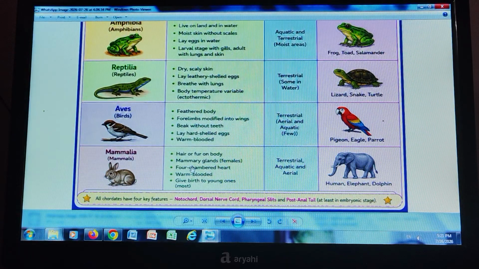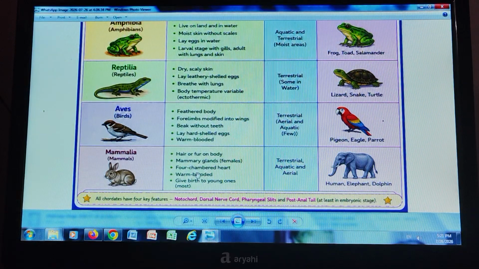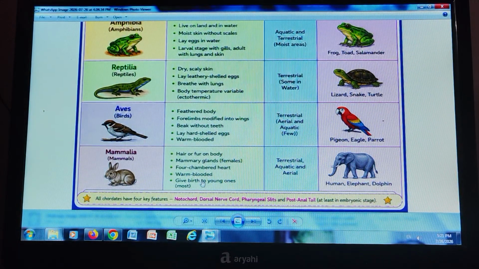There will be no mix up of deoxygenated and oxygenated blood. So they are also warm-blooded animals. Our body temperature is constant. It will not change according to the environment. And then they give birth to the young ones directly. Most of the mammals give direct birth to the young ones. They are viviparous. Here these are oviparous, all laying eggs. But mammals, most of them give direct birth to their young ones.